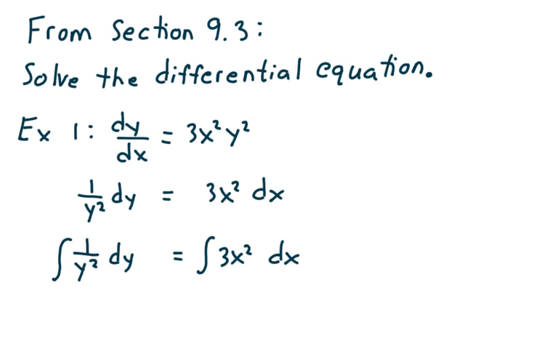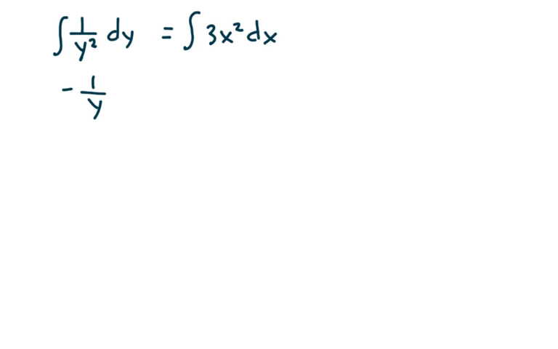So let's rewrite that over here. The integral of 1 over y squared dy is the same as the integral of 3x squared dx. So negative 1 over y, that's the function whose derivative is 1 over y squared. This is equal to x cubed plus c. Okay? So if we solve for y, we get y is negative 1 divided by x cubed plus c.